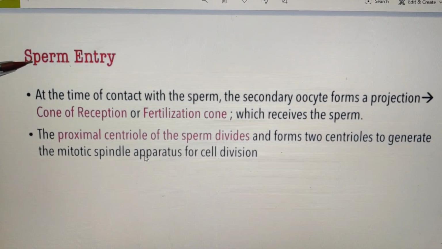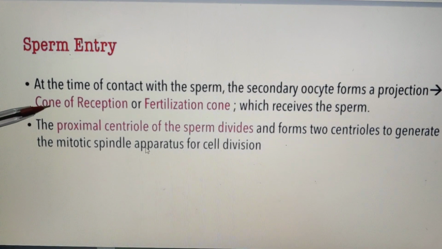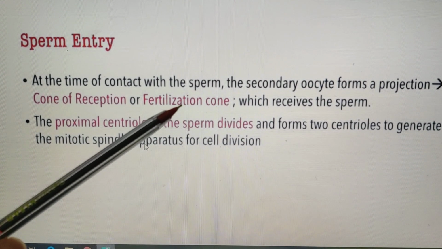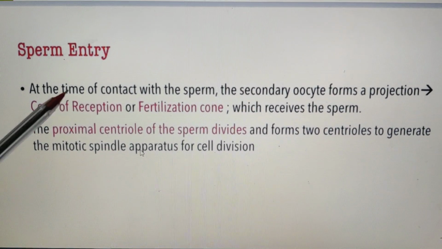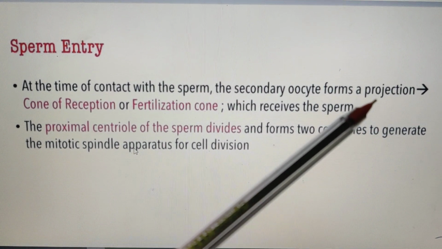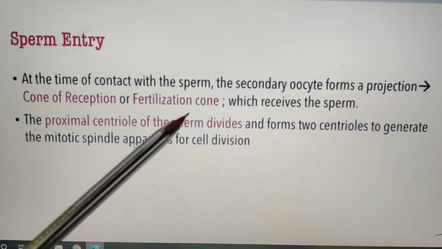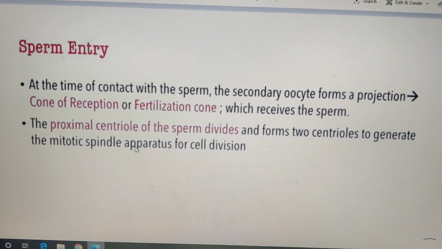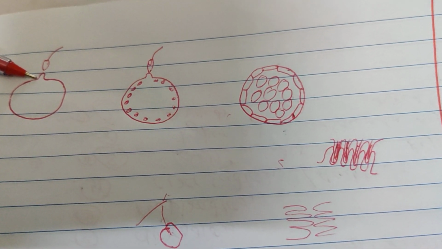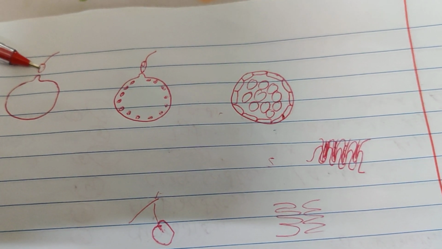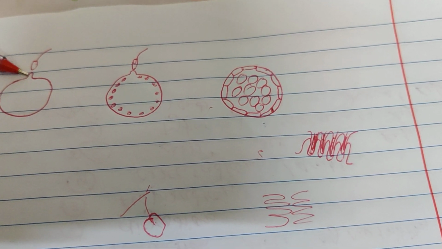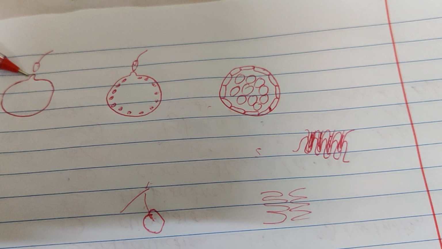So the first step after the entry of sperm is the formation of the cone of reception, or fertilization cone, or we can say reception cone. At the time of contact with the sperm, the secondary oocyte forms a projection. This projection is actually the fertilization cone. As we can see in this diagram, this is the vitelline membrane. As soon as the sperm touches this vitelline membrane, this cone-like projection is the fertilization cone or the reception cone.